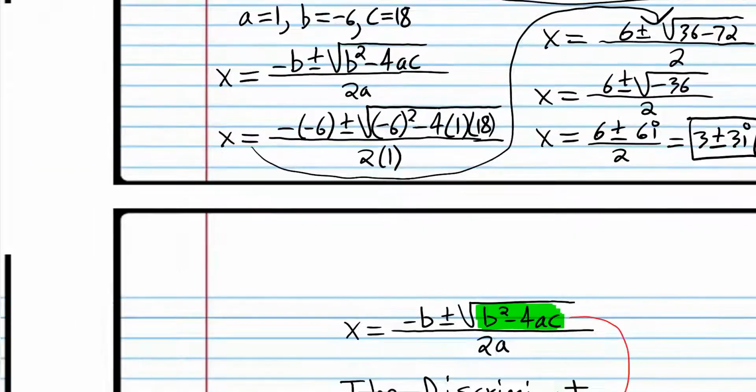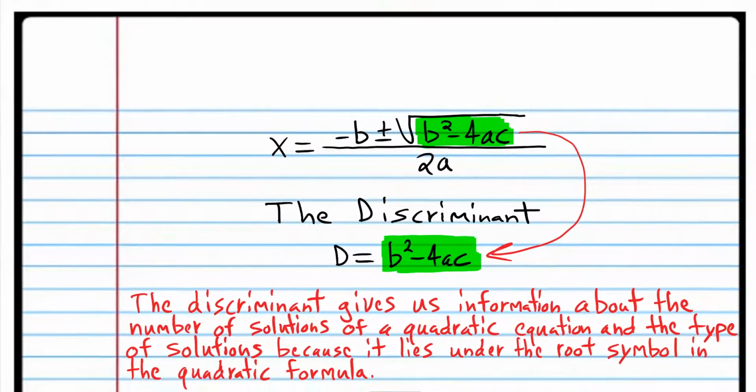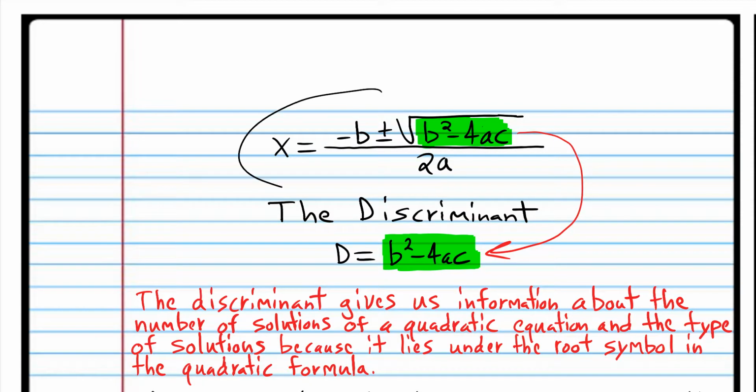All right, we have one more thing to learn today, the discriminant. Notice that I've written the quadratic formula up here, but I've taken the part under the root and I've rewritten it down here. That part under the root is called the discriminant.